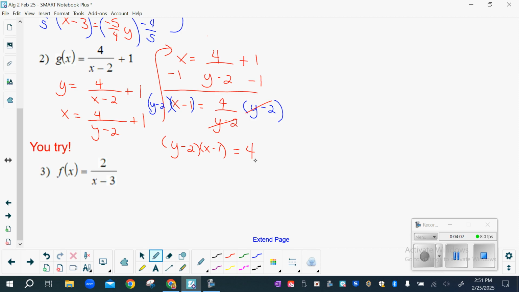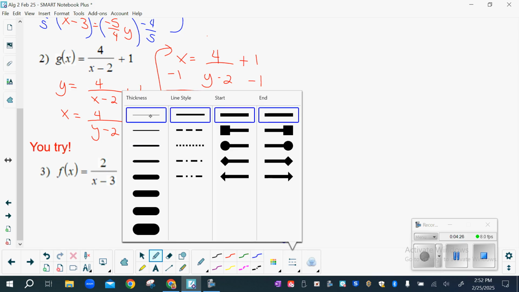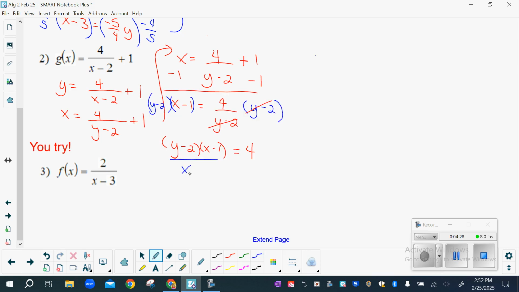Follow me so far? Okay, so we don't want to multiply out. The problem with multiplying out is we would get 2 terms and have a y in there. We need to solve for the y. So we need to get that x minus 1 over to the other side. How can we do that? Divide by x minus 1. And then these cancel, and we get y minus 2 equals 4 over x minus 1.